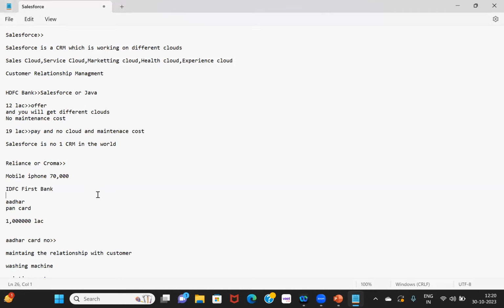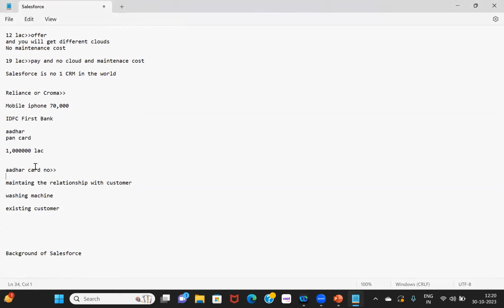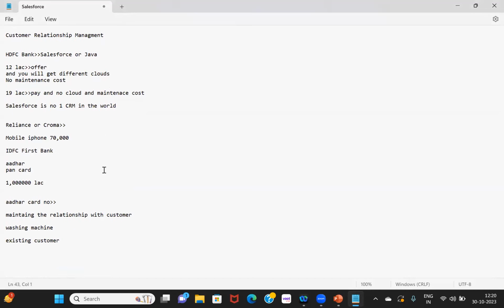Now, the meeting is going on. We want to develop the HDFC Bank application with Java or with Salesforce. But due to some technical reasons, they say, okay, we will go with Java, and we will pay 19 lakhs. We are not going with Salesforce. So Salesforce CRM is not there in the market.